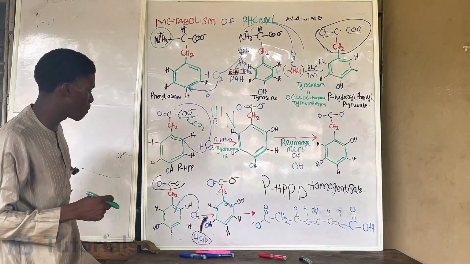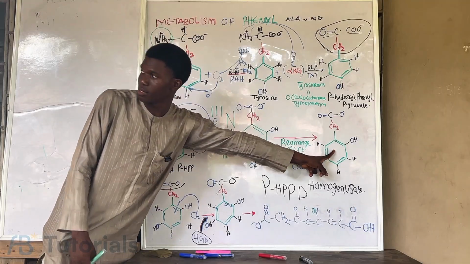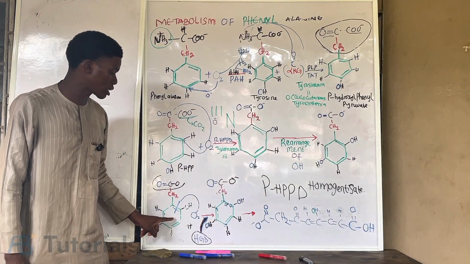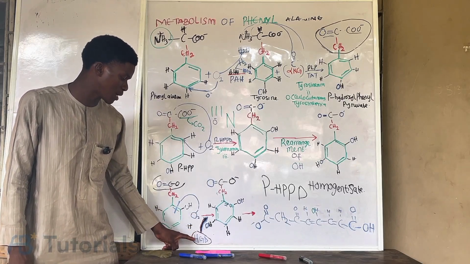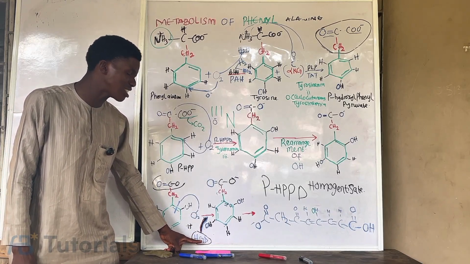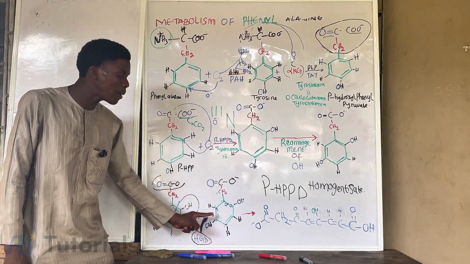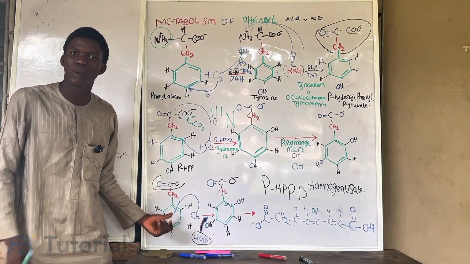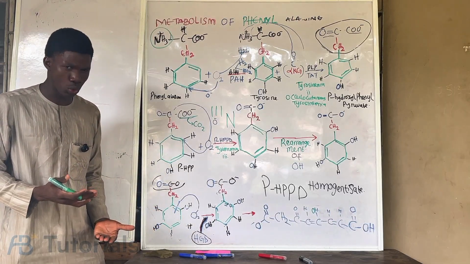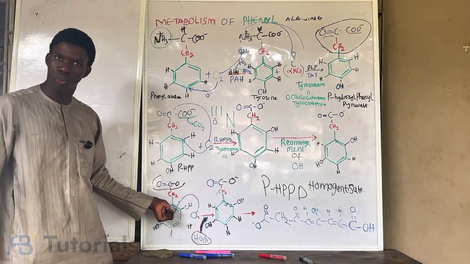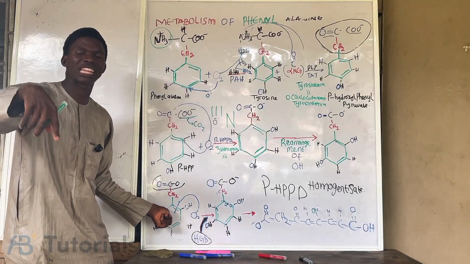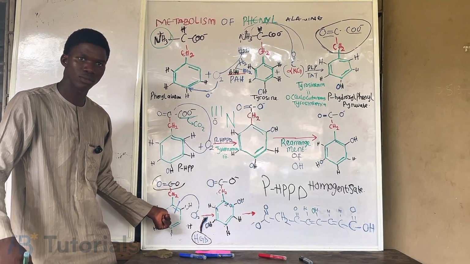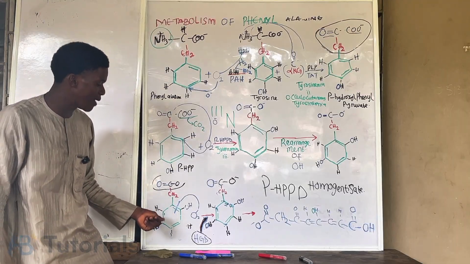Now, the next one I will talk about is homogentisate. You will notice that I have to bring this homogentisate down here so that it reacts with oxygen in the presence of homogentisate dioxygenase. So in the absence of homogentisate dioxygenase, this homogentisic acid will not be broken down. Do you understand that? If it is not broken down, it will undergo a particular type of reaction known as non-enzymatic oxidation, which will convert it to what?